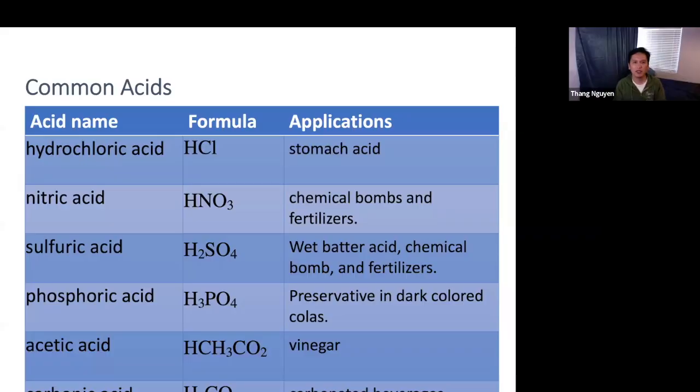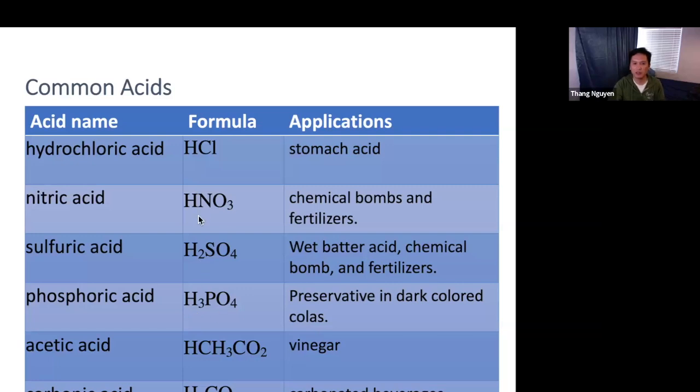A few things I want to point out. Most of the time when an acid is written in its formula, the acidic proton, the proton that is released, is written in the front of the formula. You see all the hydrogens here? It's all in the front. Now, some acids have only one hydrogen, some have 2 or 3. If it has only one, it's called monoprotic acid. 2 is diprotic. 3 is triprotic.